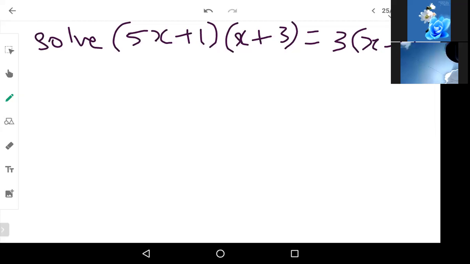So the next problem is solve (5x plus 1) into (x plus 3) is equal to 3 into (x minus 1). In this problem, they have not given us the equation directly. We are supposed to derive the equation and then solve the problem. Okay, so that is the twist in this problem. We are supposed to derive the equation here. So let us derive the equation first by solving whatever expression is given to us. So let us start.